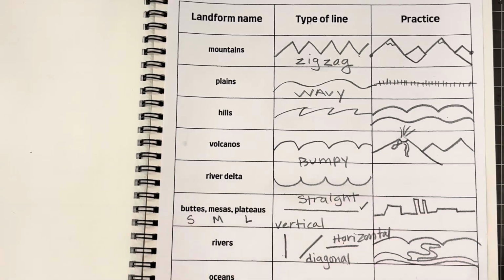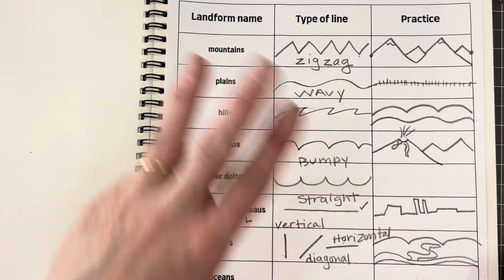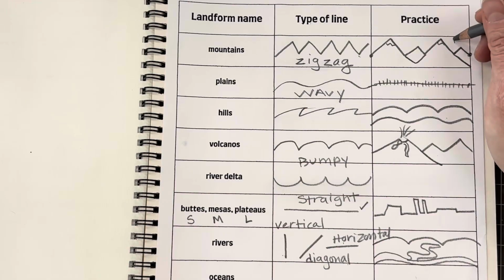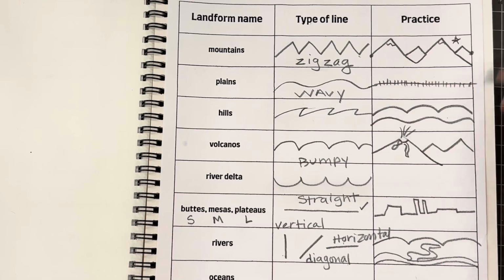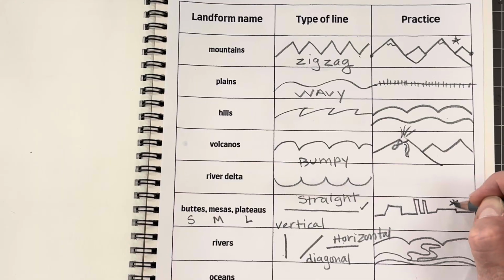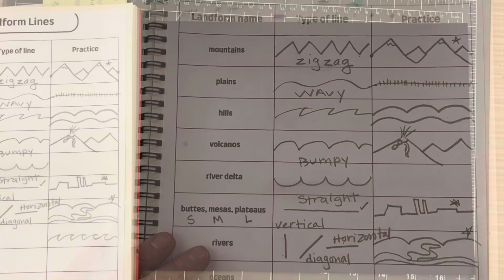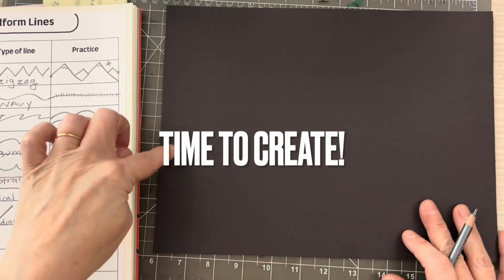You can experiment, but you're going to pick at least 3 lines to add to your landforms landscape. I think I'll choose mountains. I really like these mesa lines. And maybe a river. Now I'm ready to create my landforms landscape.